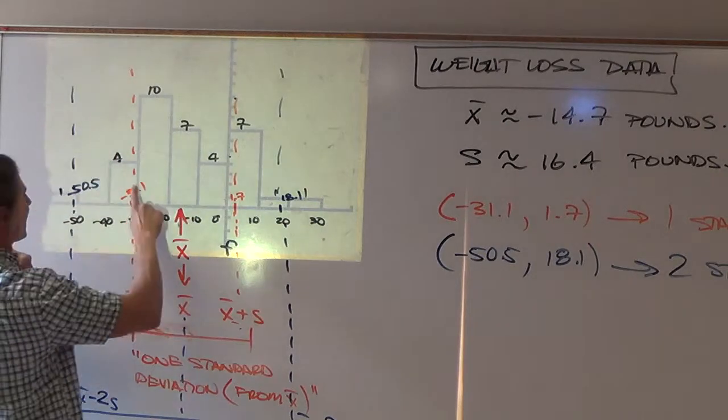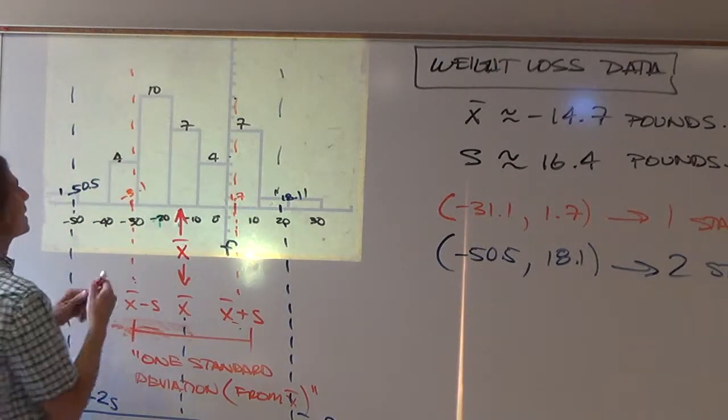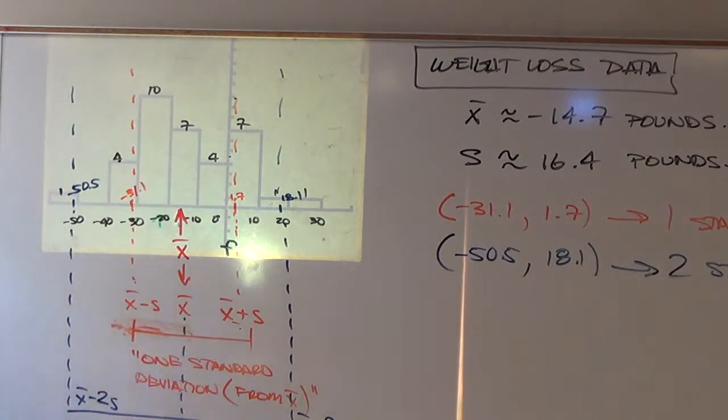Oh, because I drew the dotted line through it. Thank you. Sorry. Thank you, Tony. Negative 31.1. I drew the dotted line in the middle of the 4. Good call on that one, sir. So between negative 31.1 and positive 1.7, how many data points? Now you're beginning to see the prerequisite quiz and why I asked you the questions I asked you on that prerequisite quiz.